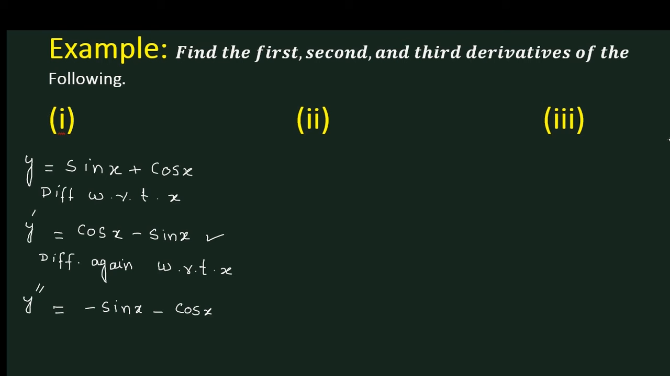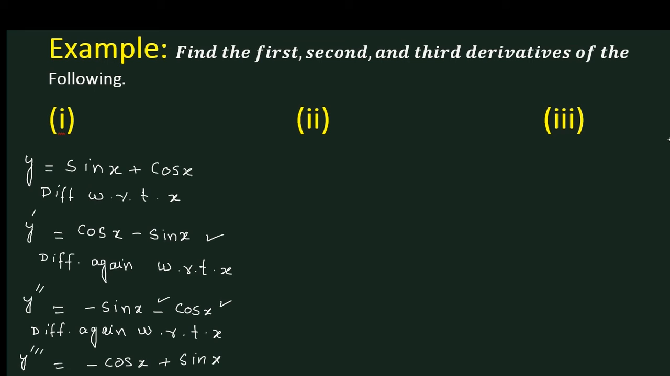Now we want to take the third derivative. When we take the third derivative, we will again write differentiate again with respect to x. The third derivative will be represented by y triple prime, and this will be equal to the derivative of minus sin x, which is minus cos x, and the derivative of minus cos x is plus sin x. Remember that this is the third derivative of the given function.